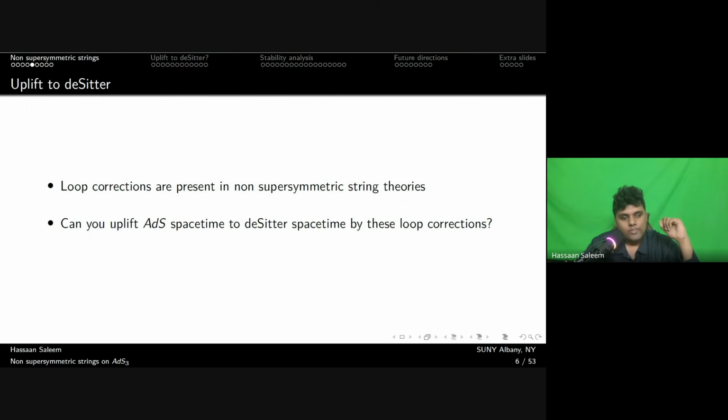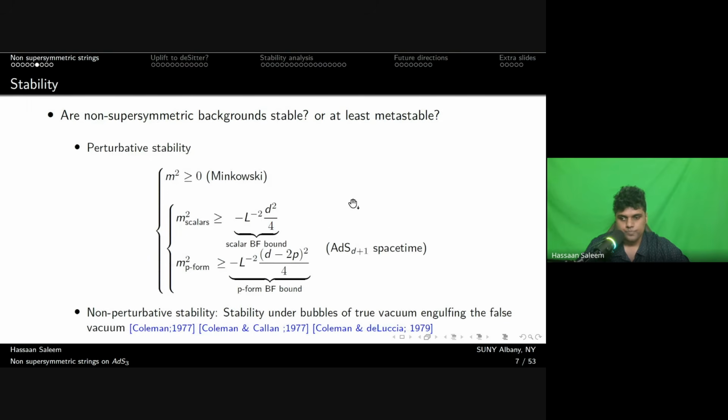Now, since loop corrections are present in non-supersymmetric strings, the question that you can ask is, can you uplift an AdS spacetime to de Sitter spacetime by these loop corrections? Suppose that you have a tree-level solution of AdS spacetime. If you include this one-loop correction, is it big enough that your AdS spacetime will uplift to de Sitter spacetime? That's a question that you can ask for these non-supersymmetric strings.